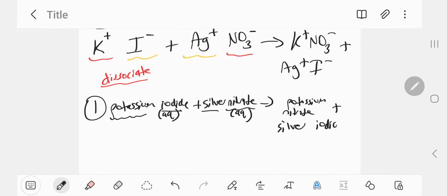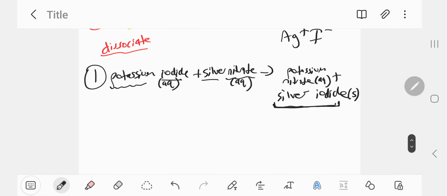Here is where you have to figure out which product is the precipitate. According to the solubility rules, which you can look up, I'm not going to go through them in this video, solubility rules dictate which ions are soluble and which aren't. If you look at the solubility rules table given to you by a teacher, or go on Google, silver iodide is insoluble. Therefore, silver iodide is the precipitate. So you put an S in brackets, S for solid, and aqueous for the other. That's step one, to find out what the products are.